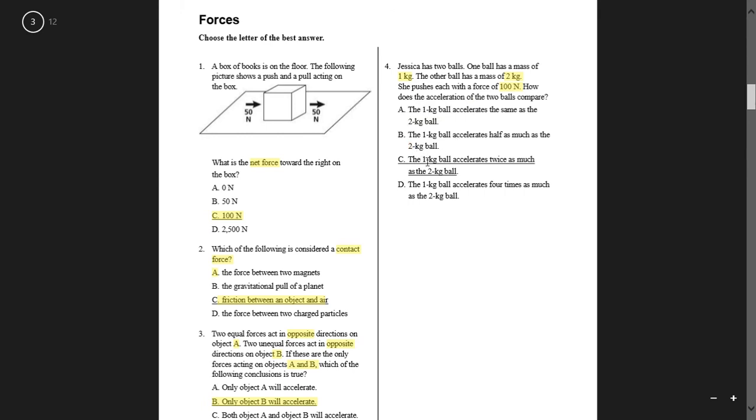Number C, the 1 kilogram pole accelerates twice as much as the 2 kilogram pole. So this is the right answer, because we calculated that the acceleration of the 1 kilogram pole is 100, and the acceleration of the 2 kilogram pole is 50. So 100 is twice or double 50, so the right answer will be letter C.